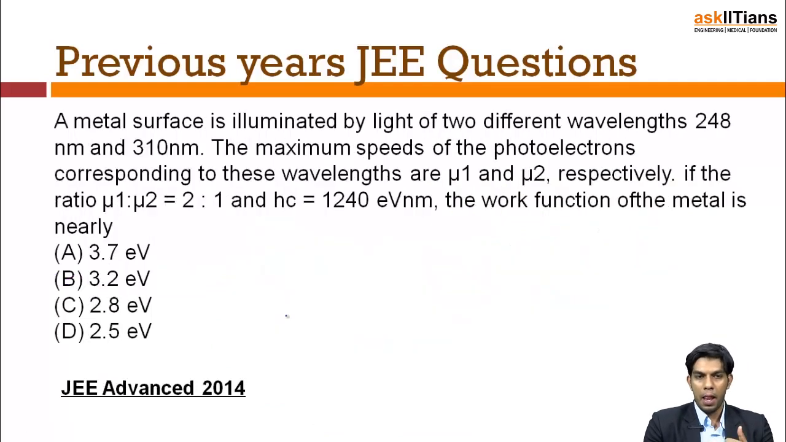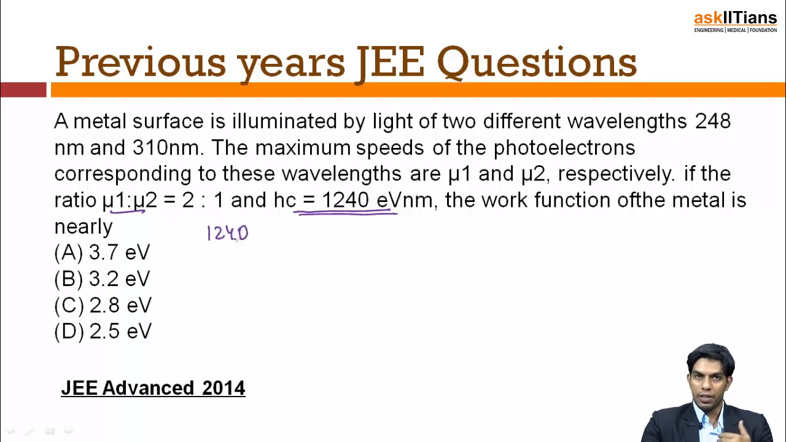Now moving down. Second question: a metal surface is illuminated by light of two different wavelengths, 248 nanometer and 310 nanometer. The maximum speeds of the photoelectrons corresponding to these wavelengths are mu1 and mu2 respectively. If the ratio mu1 by mu2 equals 2:1 and hc is equal to 1240 electron volt nanometer, the work function of the metal is. Now I should use somehow this constant and also relate it to the velocities mu1 and mu2. So I'm just writing it down.